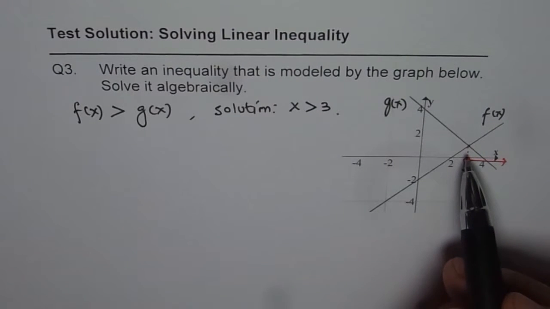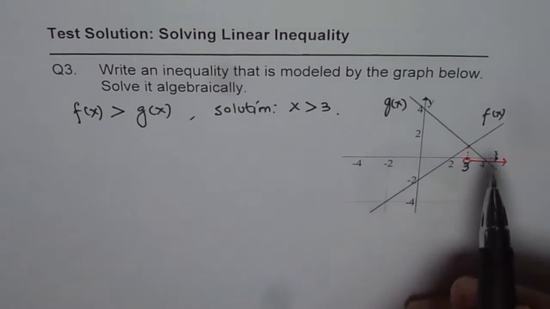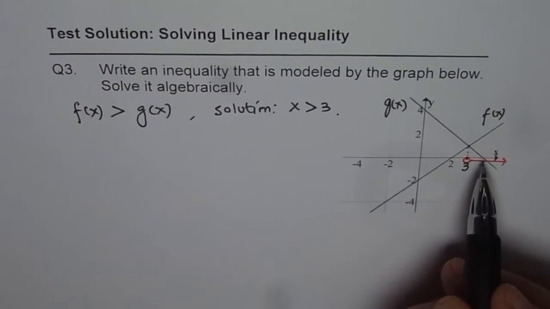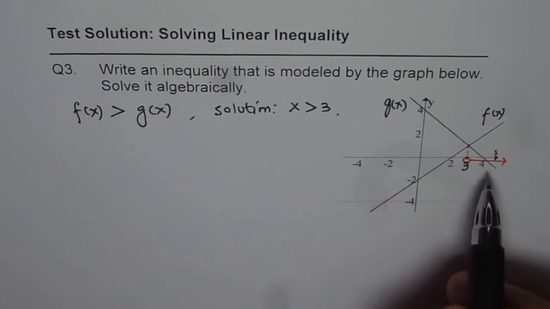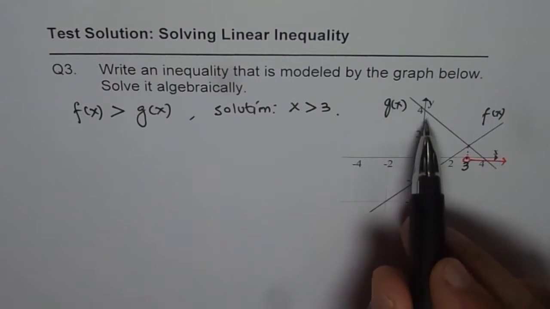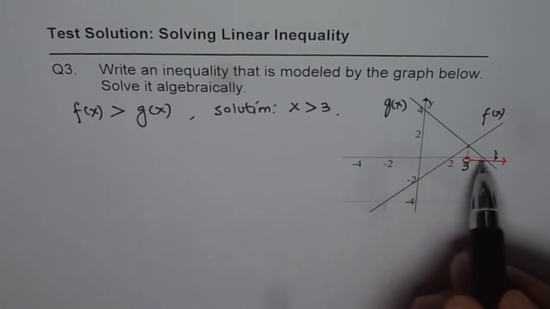Now let us try to solve and check the solution algebraically. That is part 2 of this question. Now for that we need to first write down the equation, right? What is g of x? Now g of x is a straight line with y-intercept of 4 and the slope is rise over run, which is rise of minus 4, run of 4. That means slope is minus 1, right?